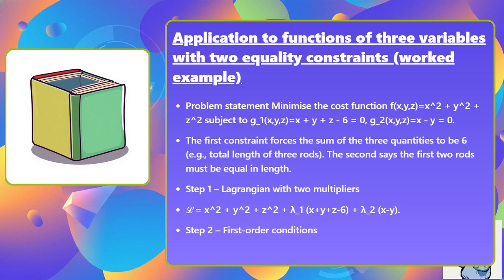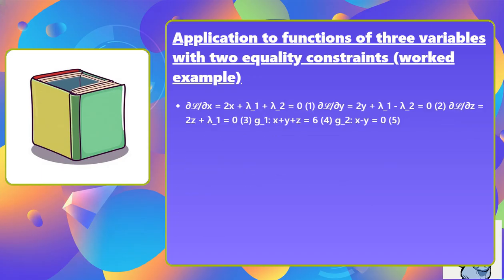Step 2. First order conditions. Partial L with respect to x equals 2x plus lambda 1 plus lambda 2 equals 0, equation 1. Partial L with respect to y equals 2y plus lambda 1 minus lambda 2 equals 0, equation 2. Partial L with respect to z equals 2z plus lambda 1 equals 0, equation 3. Constraint 1, x plus y plus z equals 6, equation 4. Constraint 2, x minus y equals 0, equation 5.